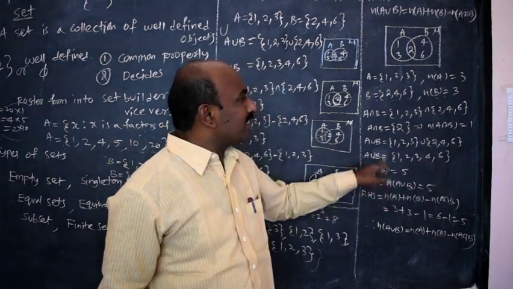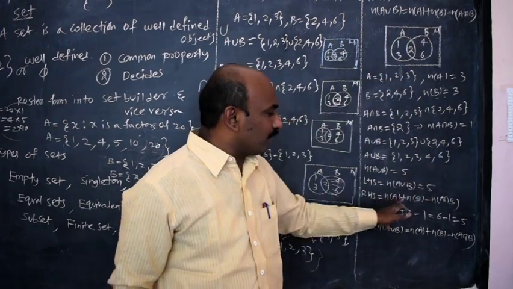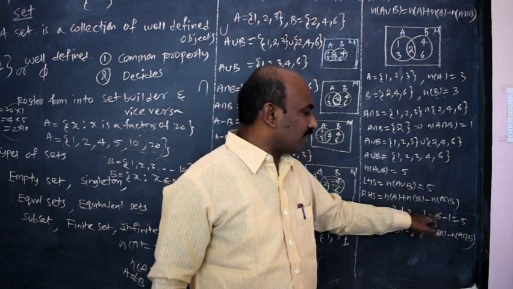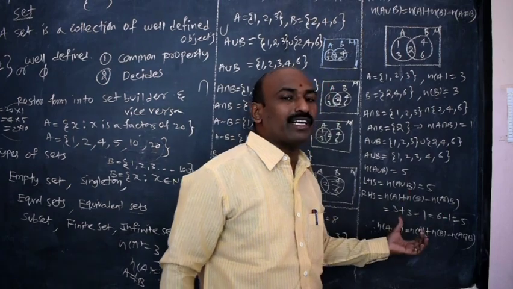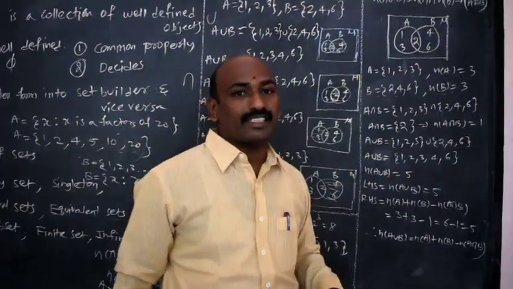Next, the LHS, n of A union B, we got 5. On the RHS, n of A plus n of B minus n of A intersection B, 3 plus 3 minus 1, that is 6 minus 1, which equals 5. We got LHS and RHS both 5, therefore we can conclude that n of A union B equals n of A plus n of B minus n of A intersection B.